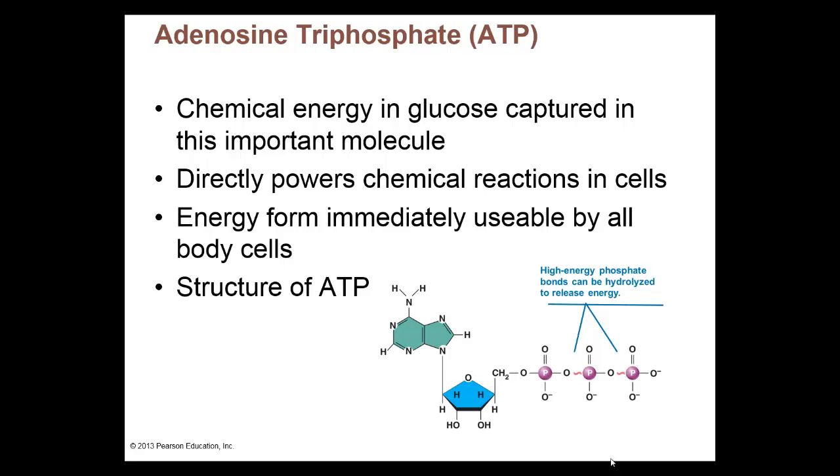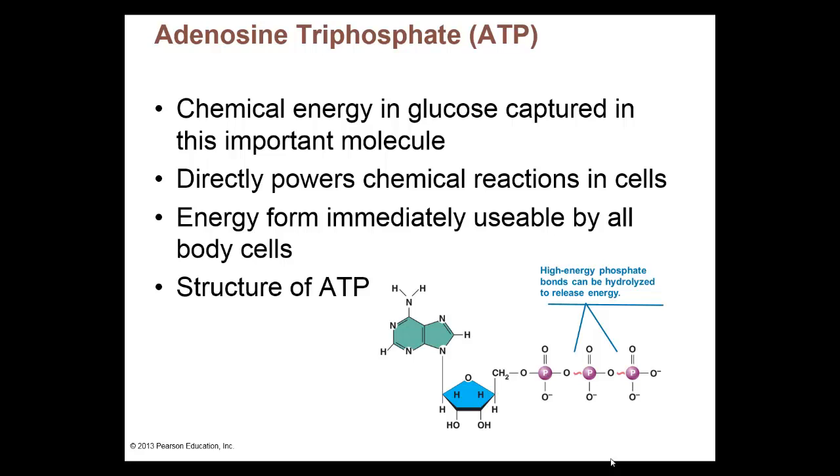Our last organic compound is adenosine triphosphate, also known as ATP. Because it has the name triphosphate, what does triphosphate mean? It has 3 phosphate groups. These are the 3 phosphate groups. Why is ATP so important? It is the energy that powers all the chemical reactions in the cell. So our body runs on ATP.